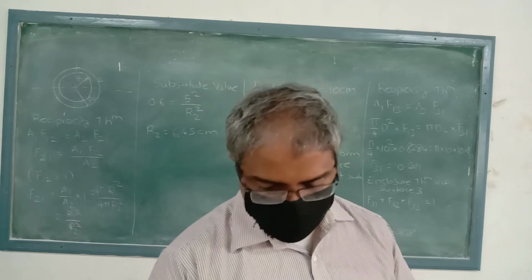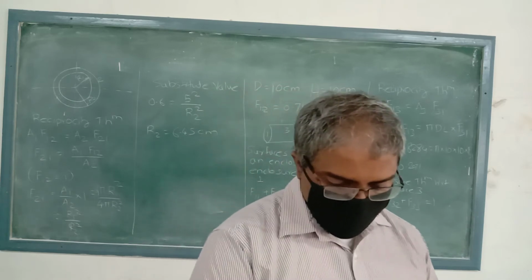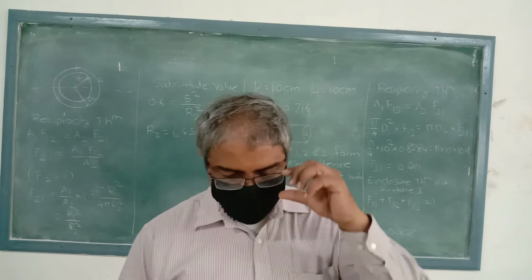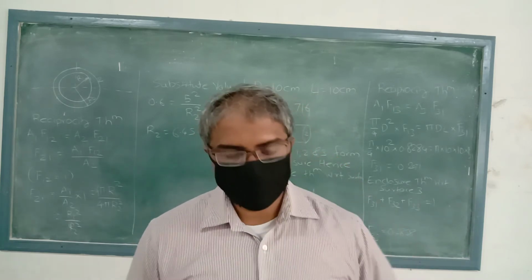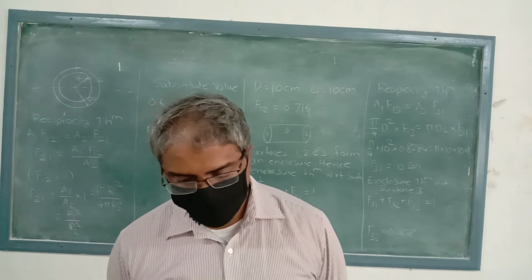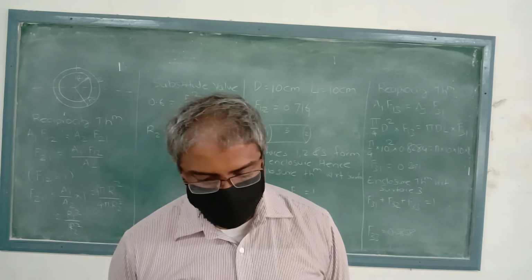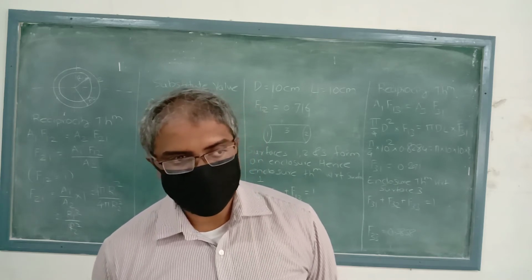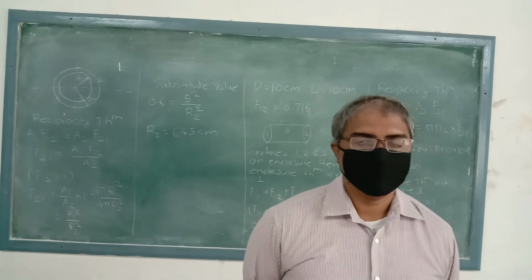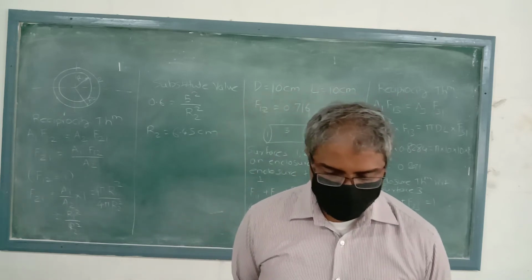So note down the second numerical. The radiation shape factor of the circular surface of a thin hollow cylinder of 10 centimeter diameter and 10 centimeter length is 0.1716.